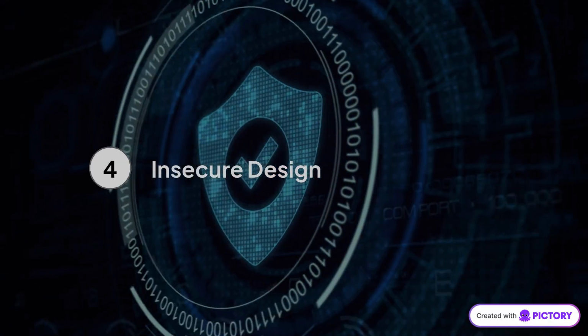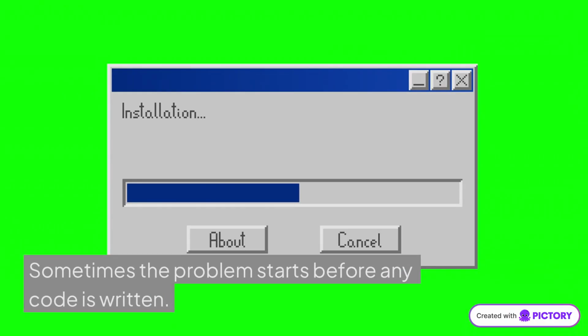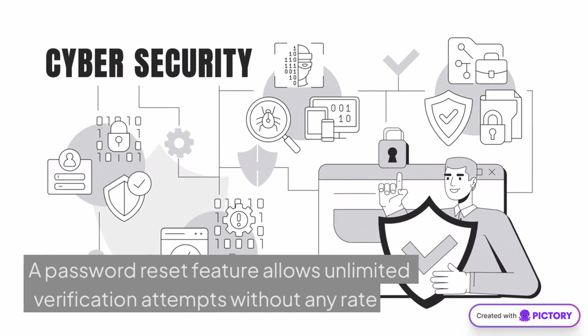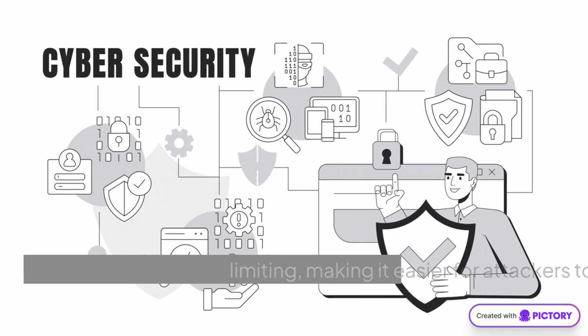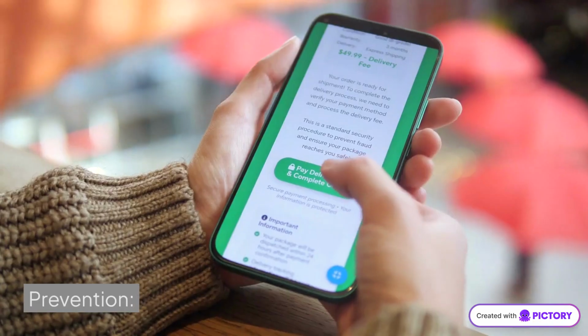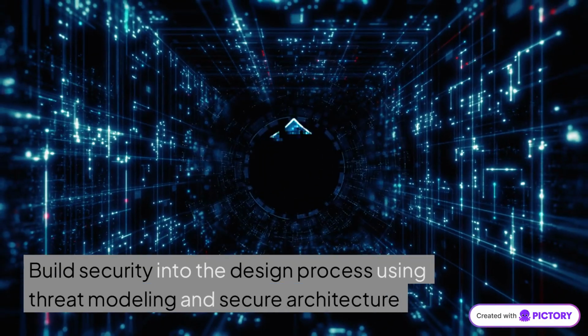4. Insecure design. Sometimes the problem starts before any code is written. Example: a password reset feature allows unlimited verification attempts without any rate limiting, making it easier for attackers to guess reset codes. Prevention: build security into the design process using threat modeling and secure architecture reviews.